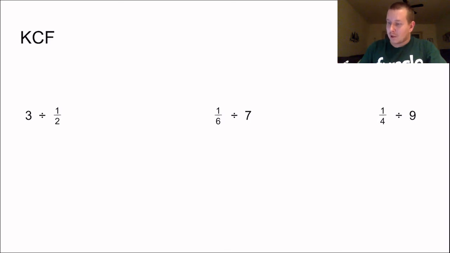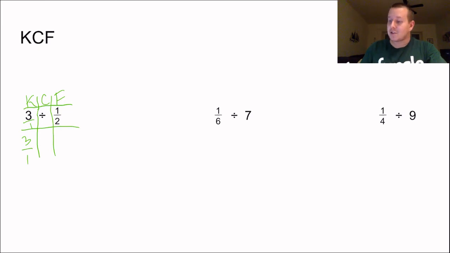So we're going to create our KCF chart. Beautifully done, Mr. E. Great job. So K, C, and F. Okay, we're going to change the whole number into a fraction. So 3 turns into 3/1. We'll keep the dividend, 3/1.